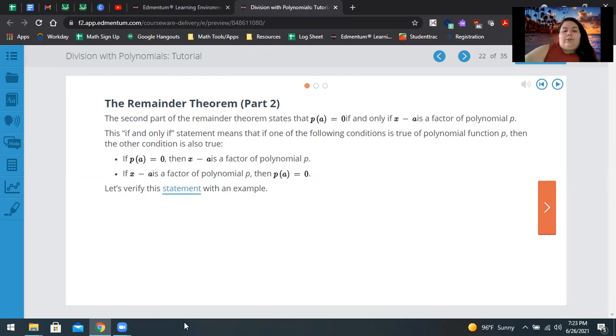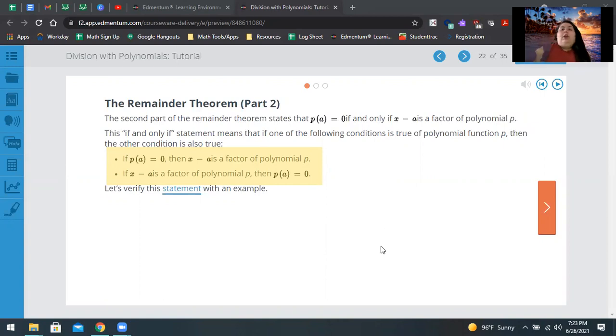So here are two other key components that I would like for you to make sure you have written down, because they're going to come in handy and you'll probably see them a little bit in the next couple of slides. This setup right here. If P of a, and this is about part 2. So if P of a is equal to 0, then x minus a is a factor of the polynomial.